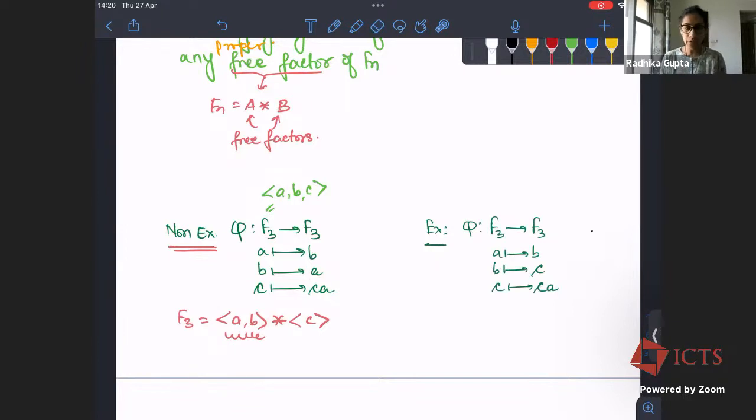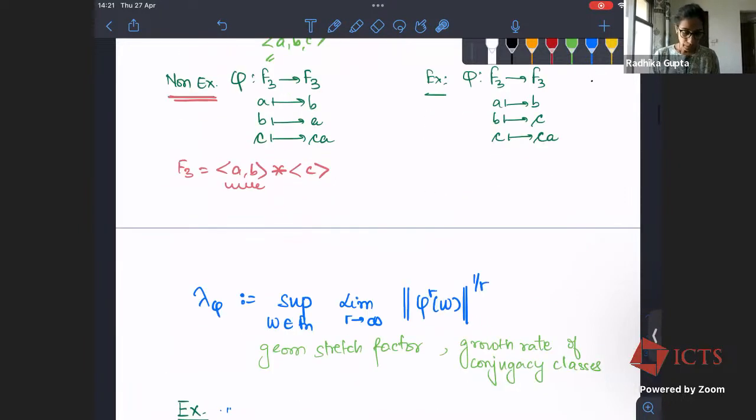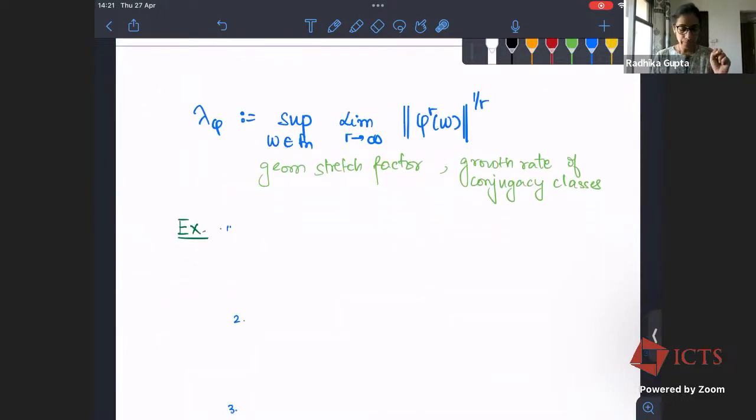And here is an example of something that is fully irreducible. It's harder for me to justify this, so maybe I'll just leave it at showing you the example. A goes to B, B goes to C, and C goes to CA. This one's supposed to be mixing enough. Okay, so now I have my particular free group automorphism.